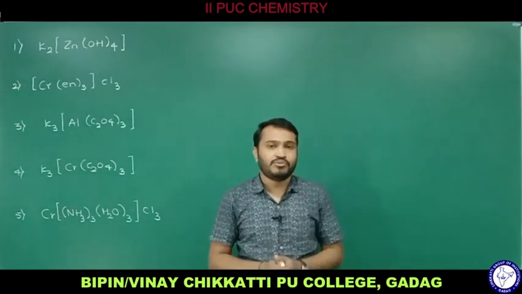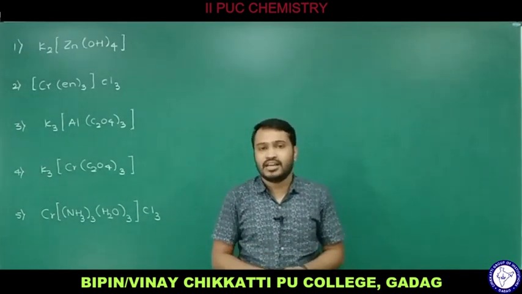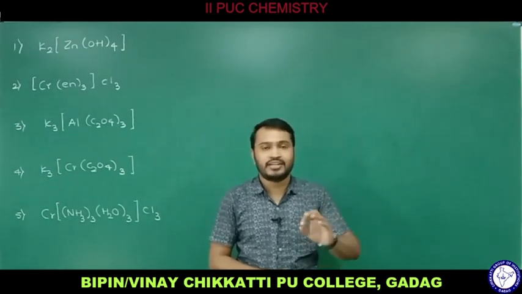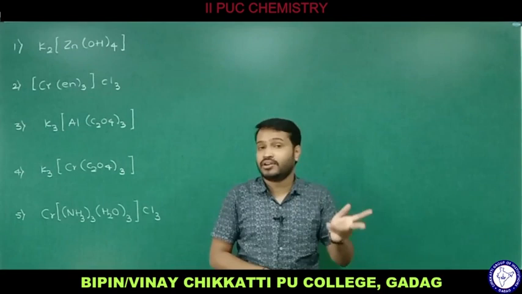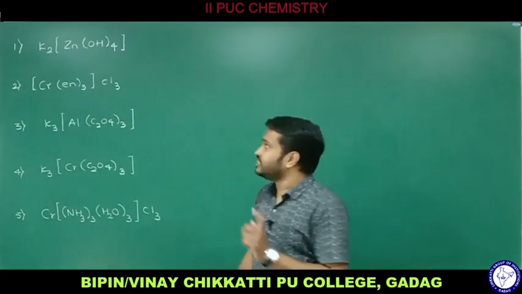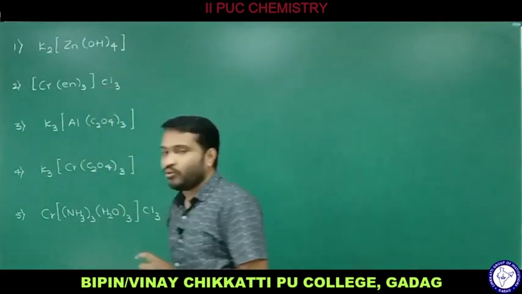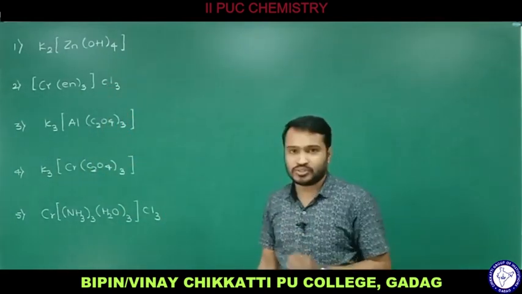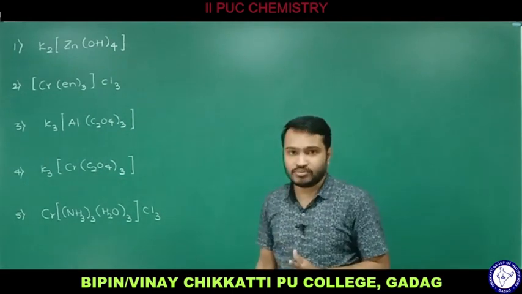The first and foremost very important step is identification whether the particular coordination compound contains cationic complex or anionic complex or it is a neutral complex. So we'll see the first example. The first example, what I have written, K2Zn(OH)4. We'll name these coordination compounds.